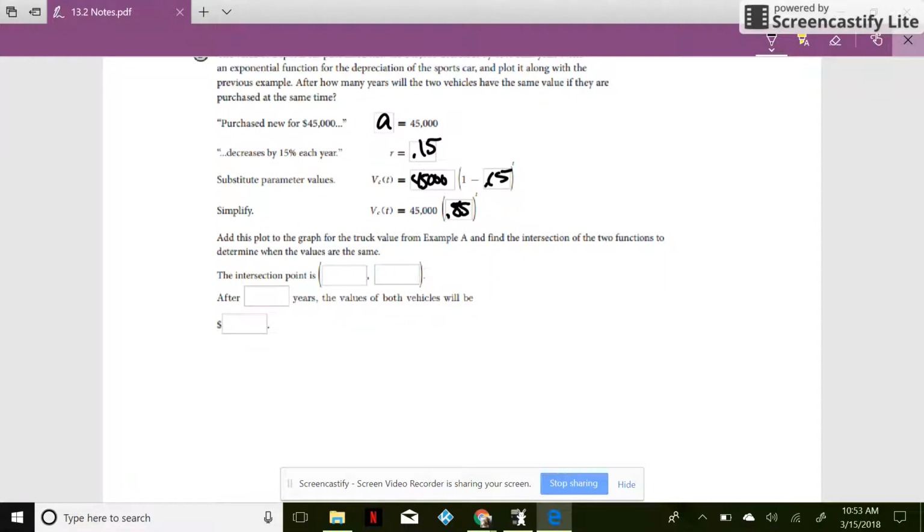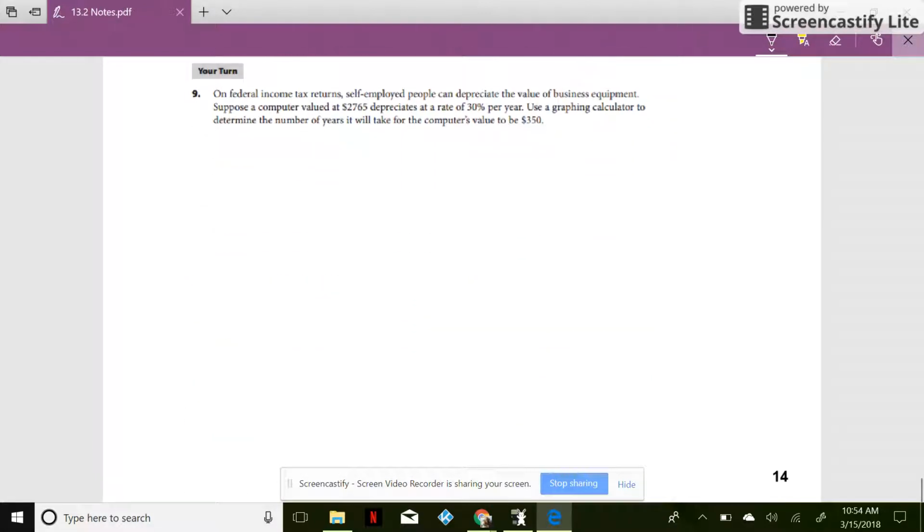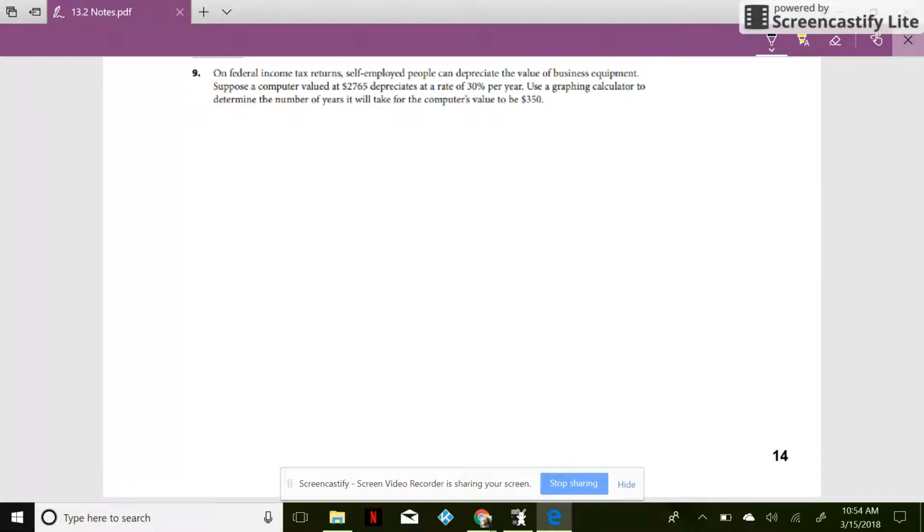So we want to add this plot to the graph of the truck value from example A and find the intersection of the two functions to determine when the values are the same. So if you plug in both of those functions and change your window size, you'll end up with 7.567 and then 13,155 for your values here. So that means after about 7.5 years, the truck values would be the same at 13,155.